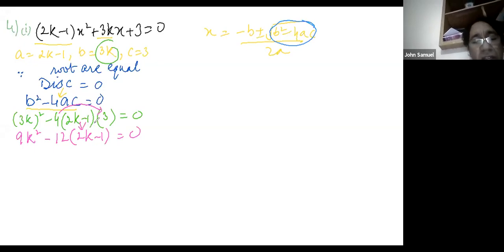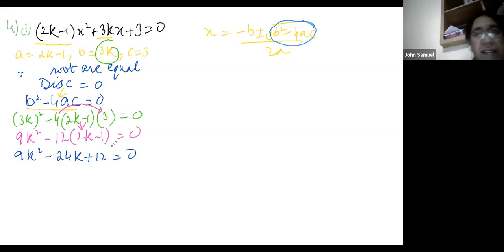Just for your convenience. If I wanted, I could have multiplied directly by the product 12, but in the next step we will do the same. We write this as it is. Minus, now we multiply 12 times 2k, which is 24k, and minus minus is plus, and 12 times 1 is 12, is equal to 0.